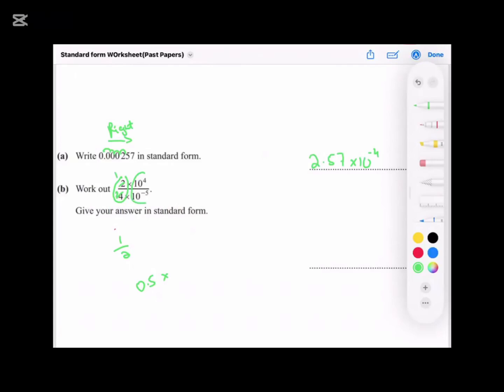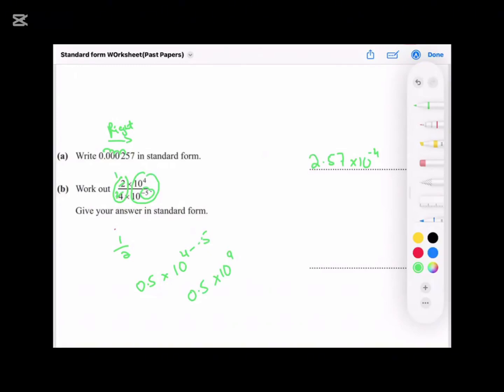Now, we know the rules of indices. When the bases are the same and we are dividing, the powers are subtracted. So 10 to the power 4 minus, and this value is negative 5, so I will write minus minus 5. So 0.5 multiplied by 10 raised to the power 9, because minus minus is plus, and 4 plus 5 is 9.